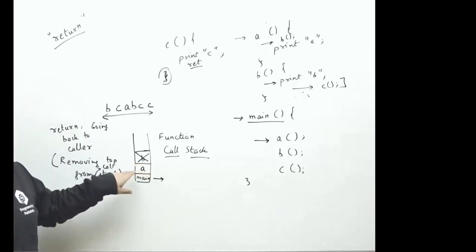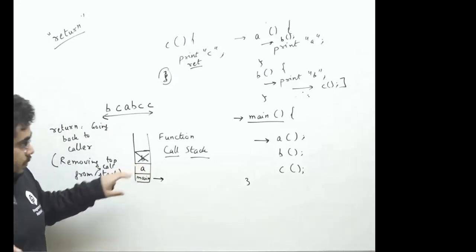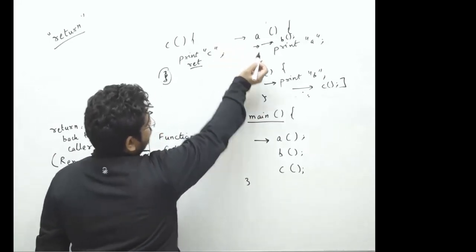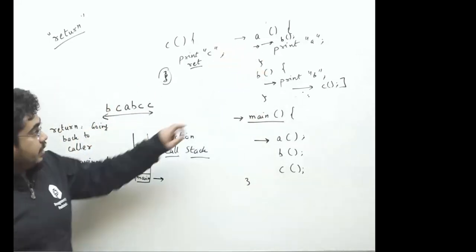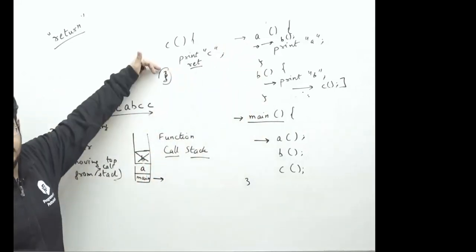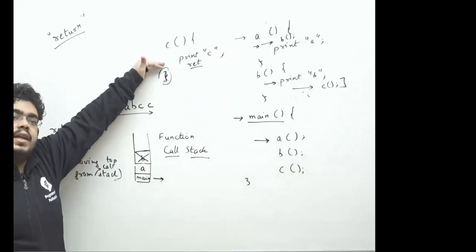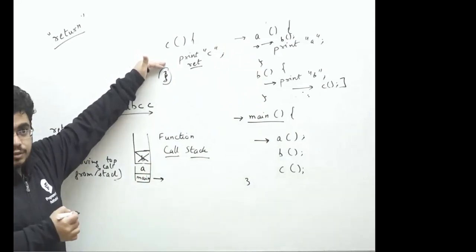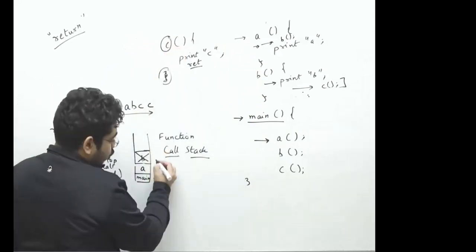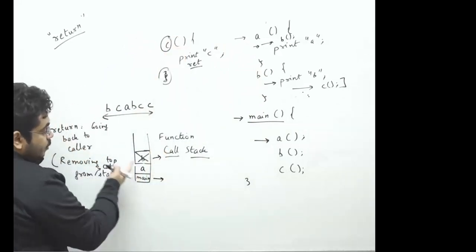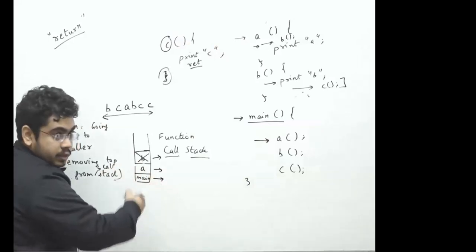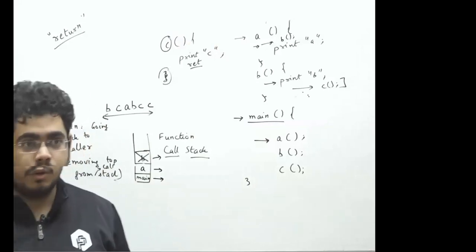Now, A's variables are present at top. After that, A calls B. That means we put A here and go to B. Then B called C, we put B here and go to C. Do you agree? So at any time, my call stack is storing the past. Let's say I am at C, who called C, that is at the top. Then who called that guy, that is below it. Then who called that guy, that is below it. Am I making sense? Yes or no?